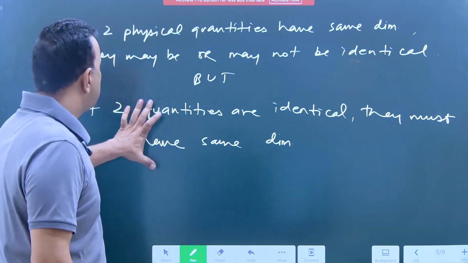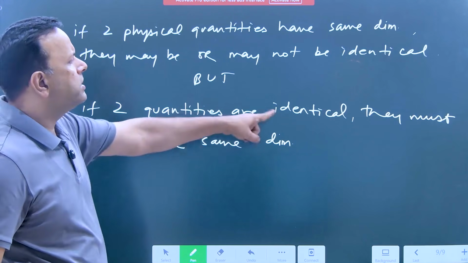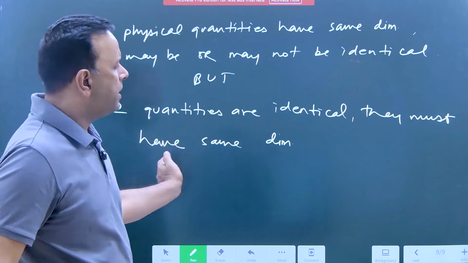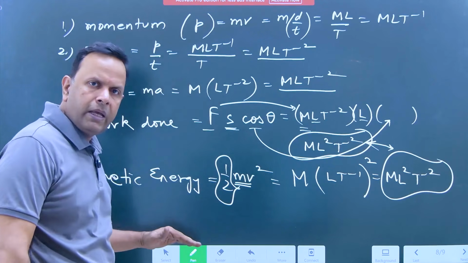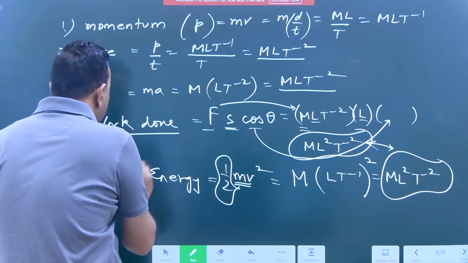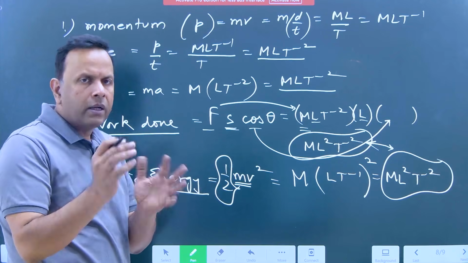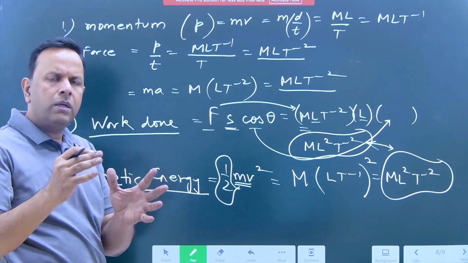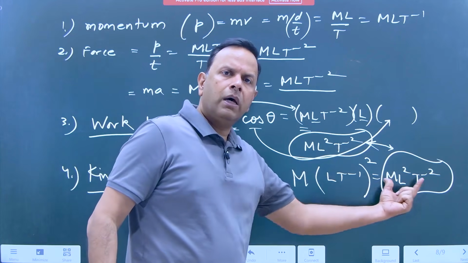As far as the second statement is concerned, if two quantities are identical, they must have the same dimensions. This is the example of work done and energy. Since work and energy are equivalent, they are interconvertible. They can go from one form to the other. So you can see their dimensions are also the same.